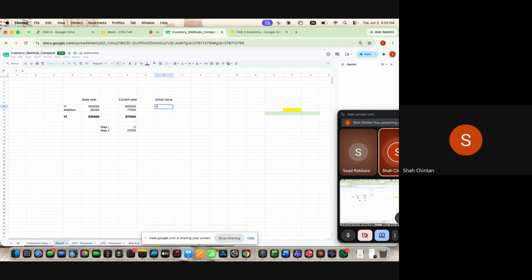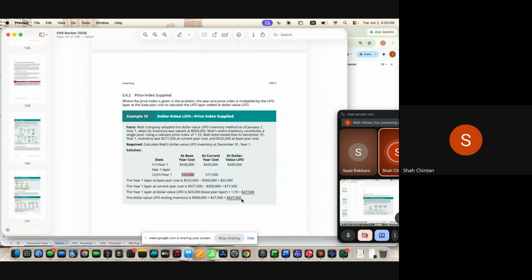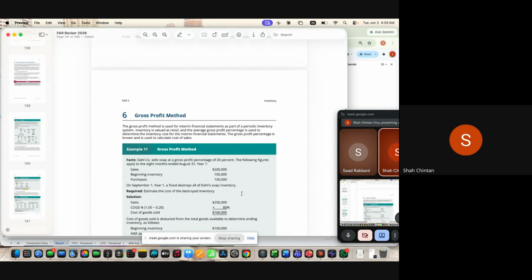So what is the dollar value inventory? Opening balance plus dollar value LIFO adjustment. This is called a layer added. So what is your total? Sorry, what is the total? It's 527,500. So let's just match your value. It's 527,500. Layer added 27,500. Okay, I think this ends your inventory.